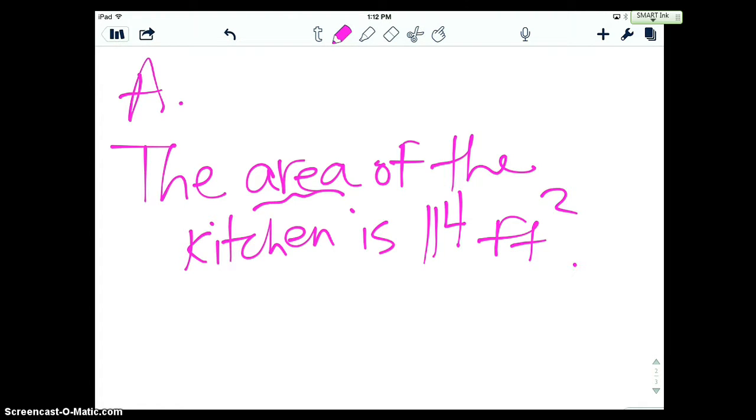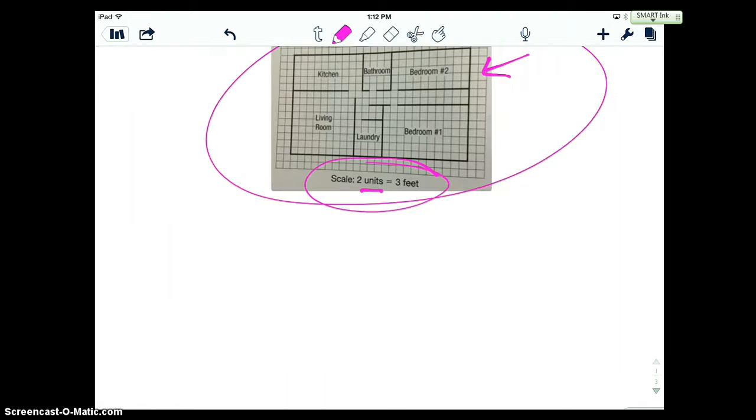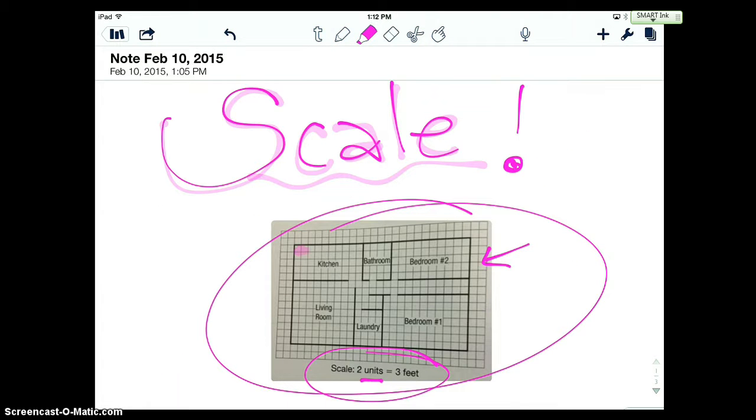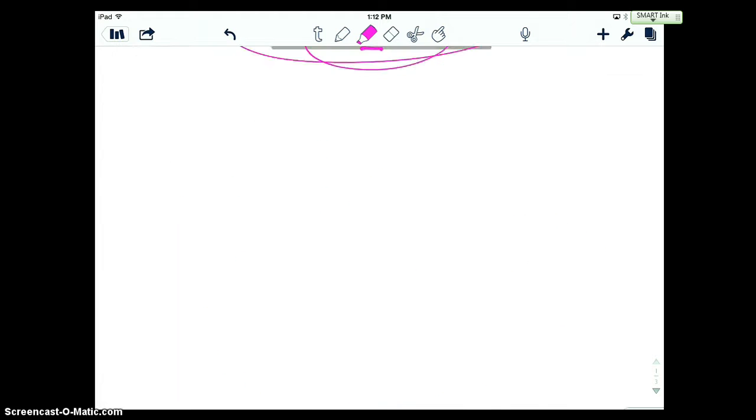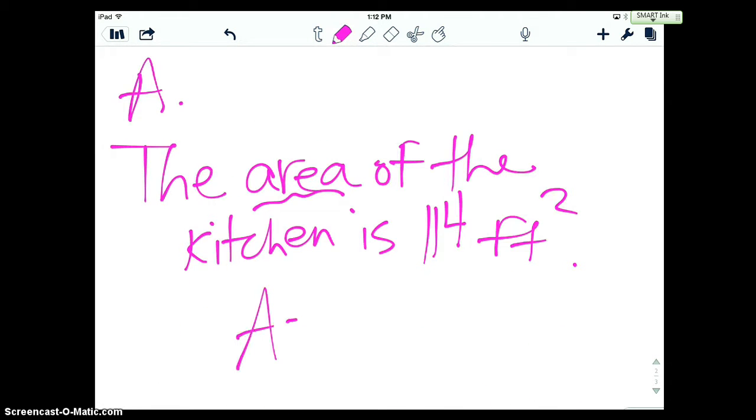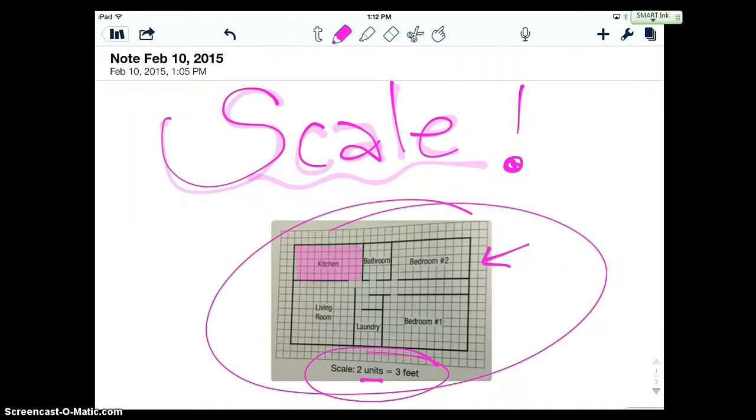Again, I'm just going to go with true. No! You have to look at the kitchen. You have to look at this whole kitchen. What shape is that kitchen? Luckily, it's just a rectangle. So I'm going to have area of a rectangle equals length times width, or base times height. So I need the length and the width of this kitchen.